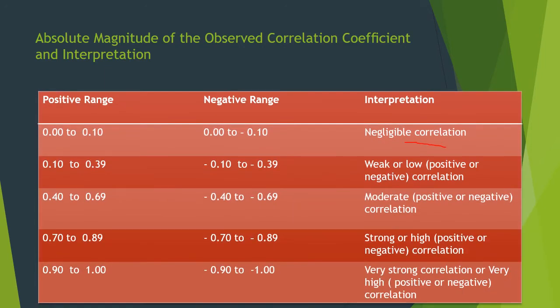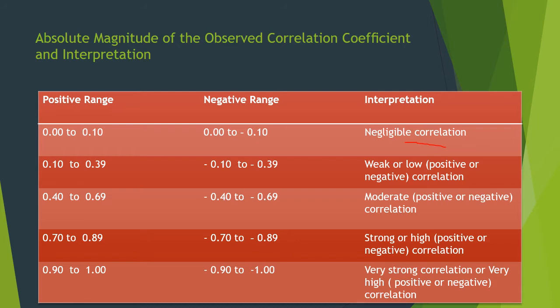But sometimes we do not get perfect correlation, meaning R equal to 0, R equal to 1, or R equal to -1. Some value will lie in between them. In that case, how do we interpret it? Here we have to use a table to interpret such values. There is a positive range and a negative range given.